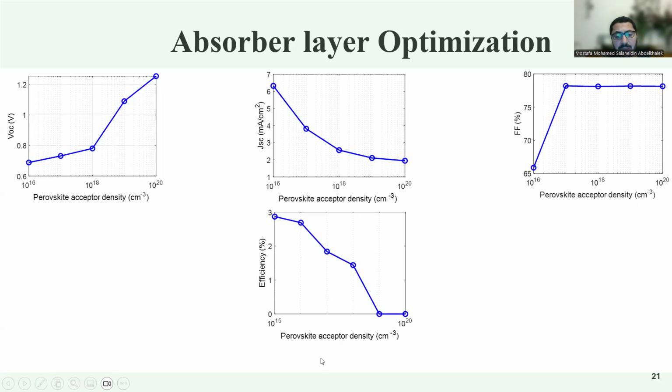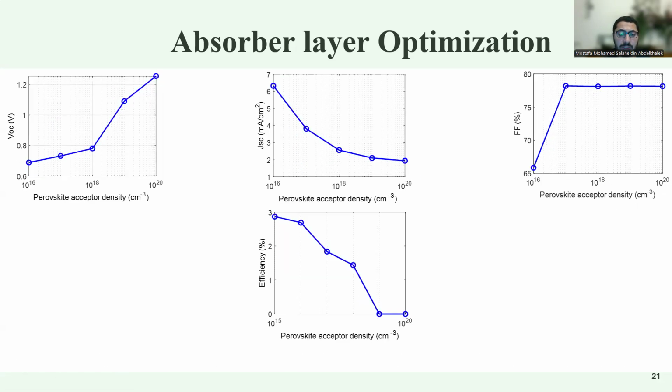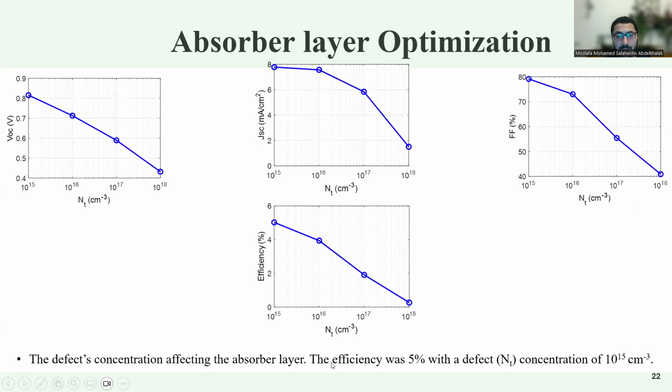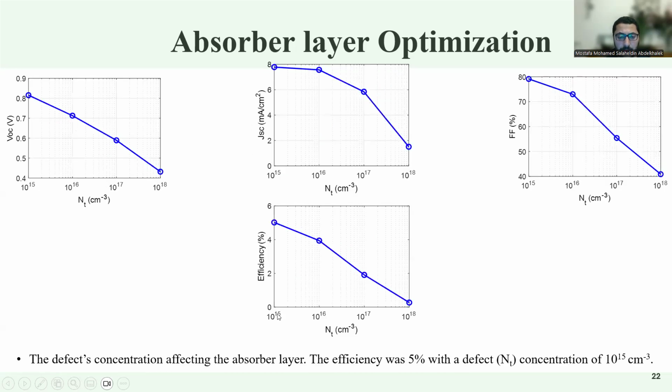After that, perovskite acceptor density. The highest efficiency is achieved when the doping of the perovskite material is acceptors. After that, the defects concentration is investigated, decreasing the defects, increasing the efficiency. The highest efficiency was 5% with defect density NT of 10^15 per centimeter cubed, which is a practical value.